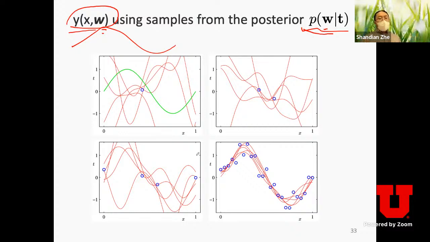And you can continue to do that. When we see a lot of training examples, we can imagine the posterior distribution is very, very concentrated. So we sample a lot of W, and those W are quite close to each other. Correspondingly, the functions of Y are quite similar to each other, and also quite consistent with the training set.